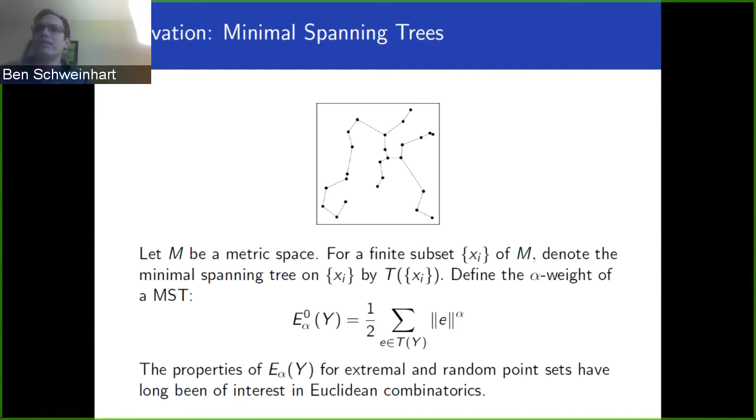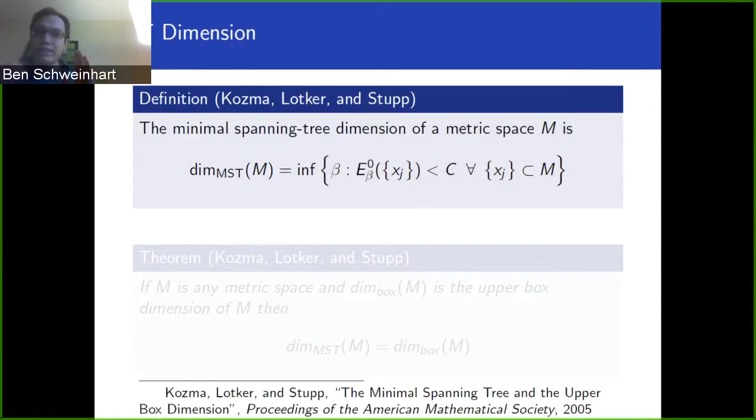And so in 2005, that work was for Euclidean minimal spanning trees, relating it to the dimension of the ambient space. So in 2005, Kozma, Lotker, and Stoop decided to ask whether these results could be generalized to spaces of arbitrary fractional dimension. And they proposed a minimal spanning tree dimension for a metric space. In that paper, they proposed the minimal spanning tree dimension as the cutoff beta such that, if beta is less than the minimal spanning tree dimension, we can find point sets in our metric space whose beta weight is arbitrarily large. And if beta is above the cutoff, it's going to be uniformly bounded.